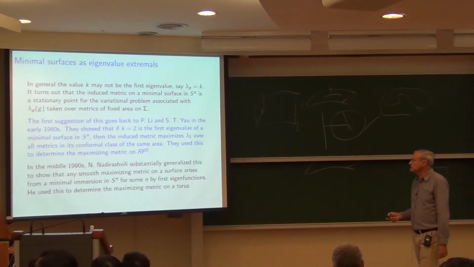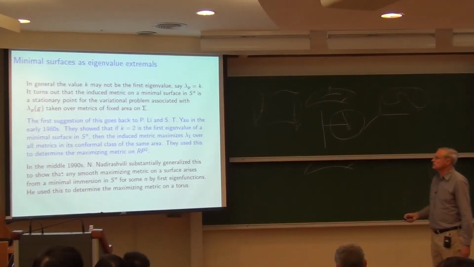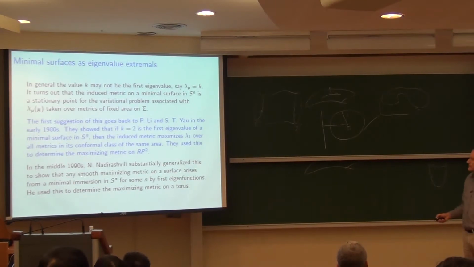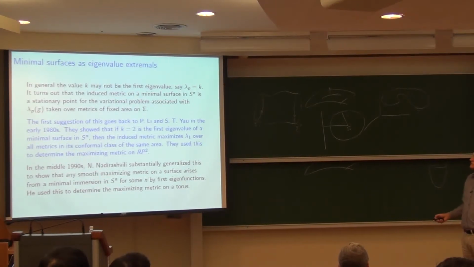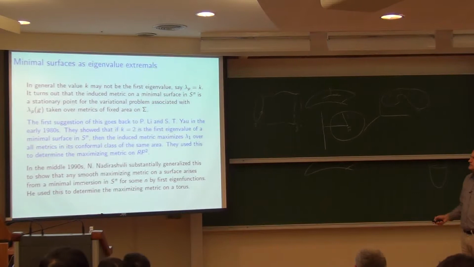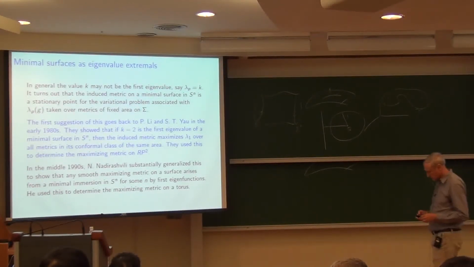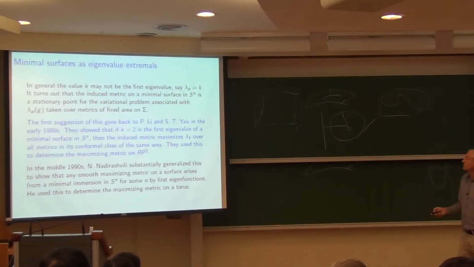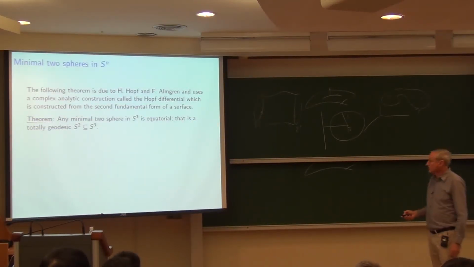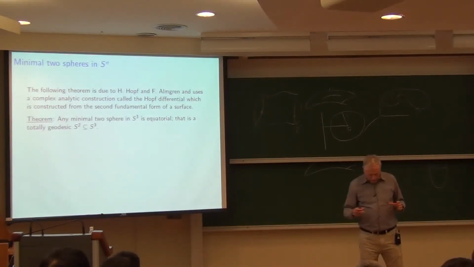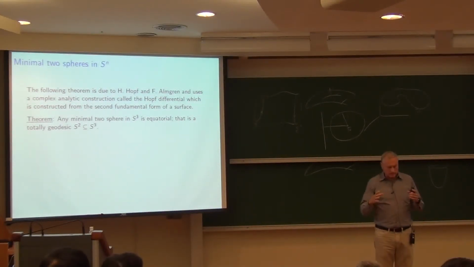Okay, and actually in the mid-1990s, Nadirashvili substantially generalized this idea to show that, in fact, any smooth maximizing metric on a surface for lambda_1 arises from a minimal immersion in S^n for some n by first eigenfunctions. In fact, he used that to determine the maximizing metric on a torus, so you solve the eigenvalue extremal problem for the torus. Okay, and so in particular, these minimal surfaces in S^n play a special role in eigenvalue problems.